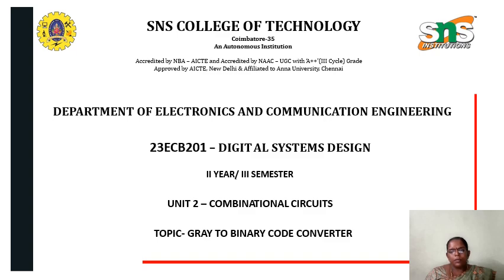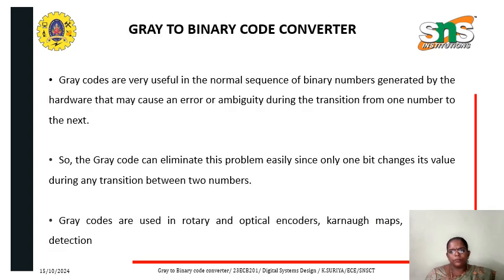In this video, let us see about gray to binary code converter. The gray code is also known as reflected binary code. It is an ordering of binary numeral system such that two successive values differ in only one bit.